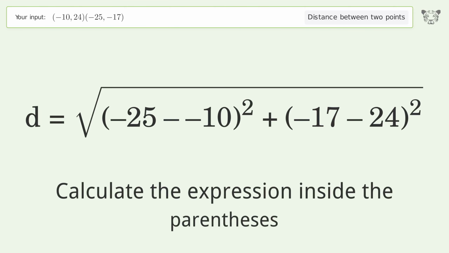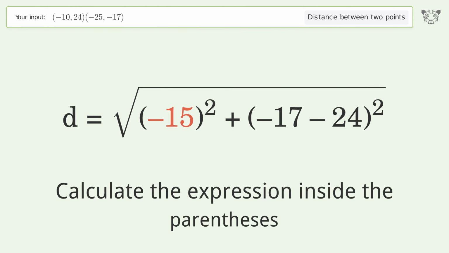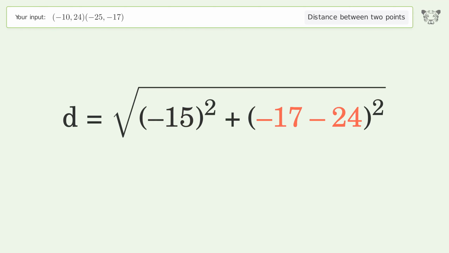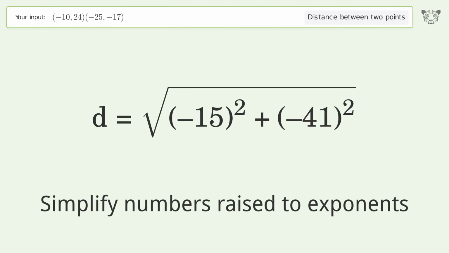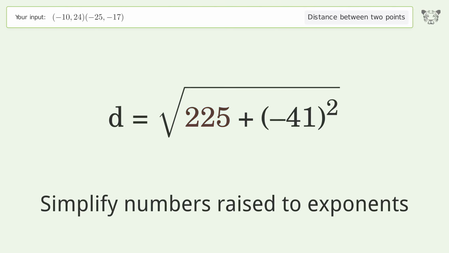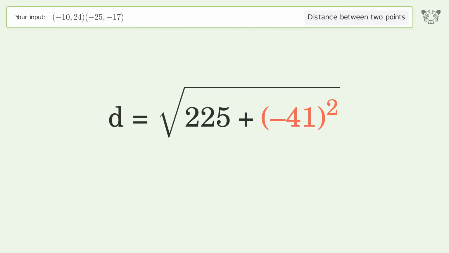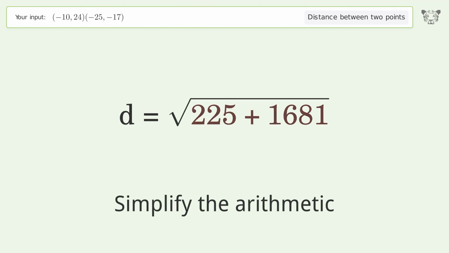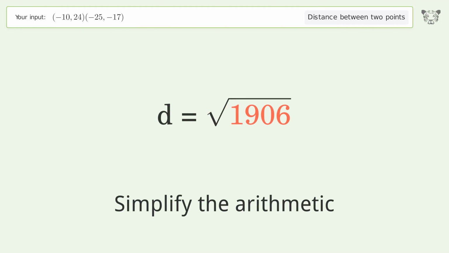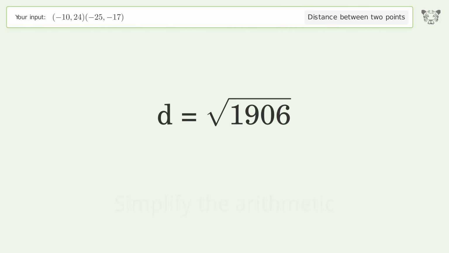Calculate the expression inside the parentheses. Simplify numbers raised to exponents. Simplify the arithmetic. And so the distance between the 2 points is the square root of 1906, or 43.658.